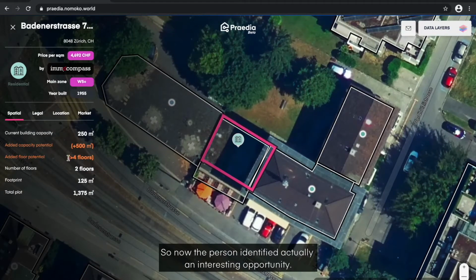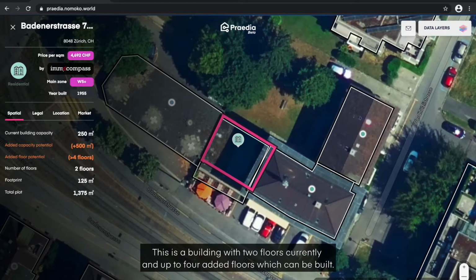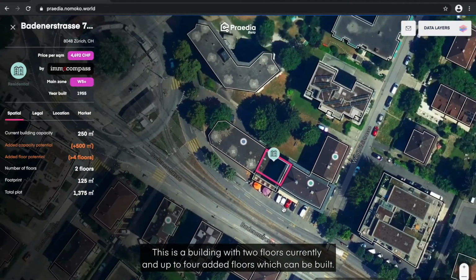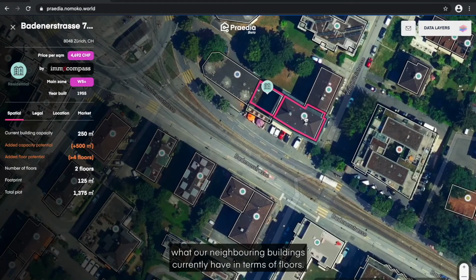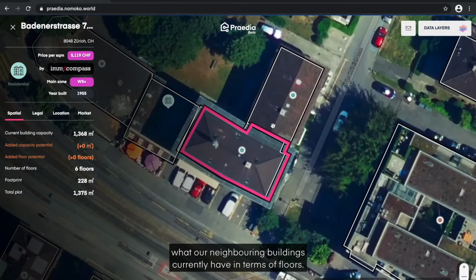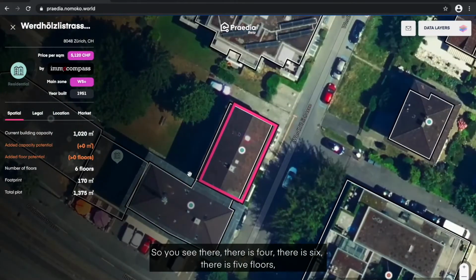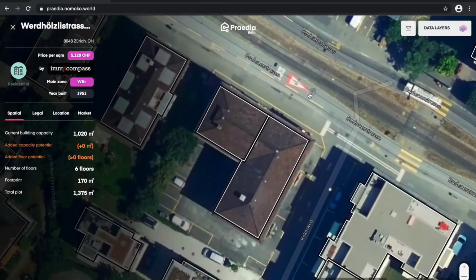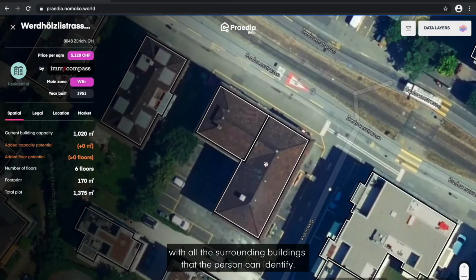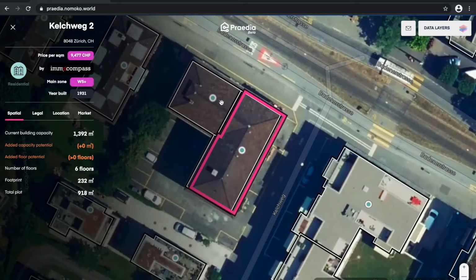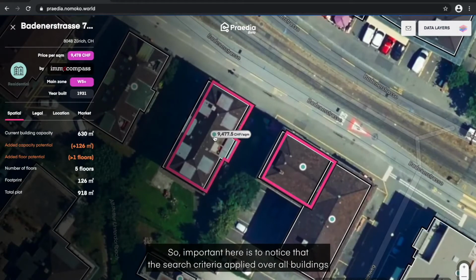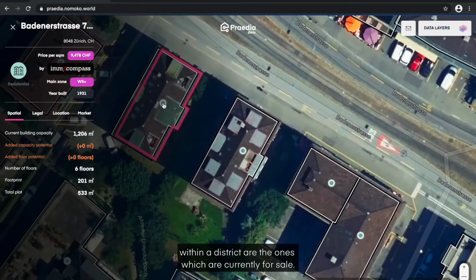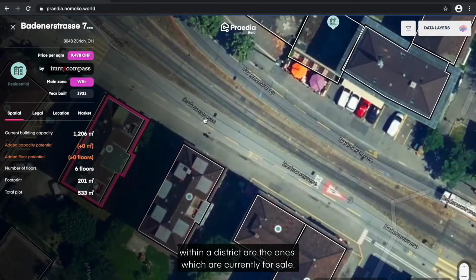So now the person identified actually an interesting opportunity. This is a building with 2 floors currently and up to 4 added floors which can be built. With this information, the person looks around what our neighboring buildings currently have in terms of floors. So you see there's 4, there's 6, there's 5 floors with all the surrounding buildings that the person can identify. So important here is to notice that these search criteria are applied over all buildings within a district, not the ones which are currently for sale.